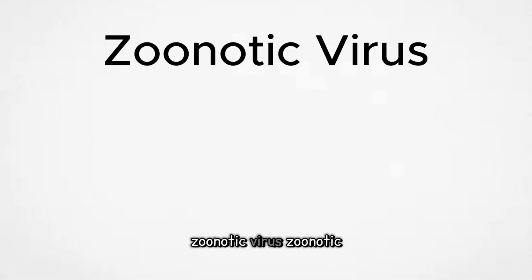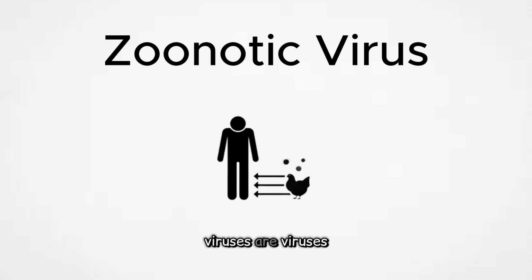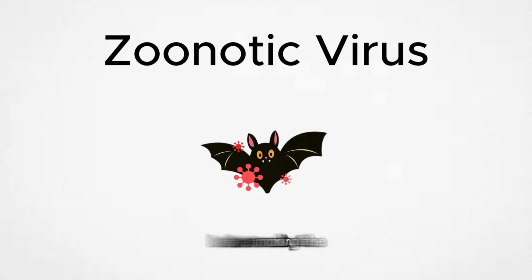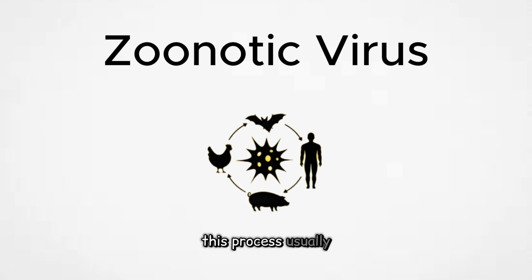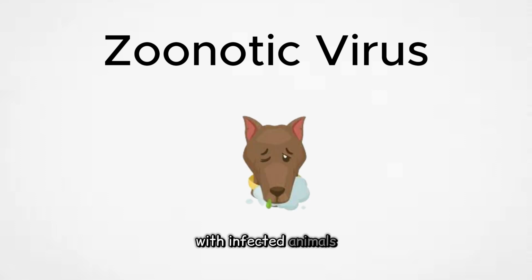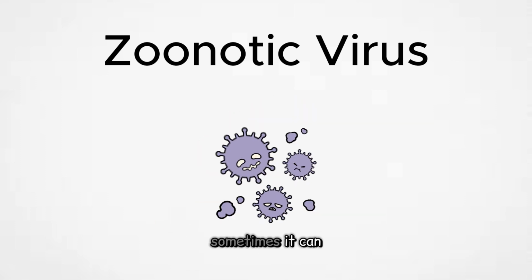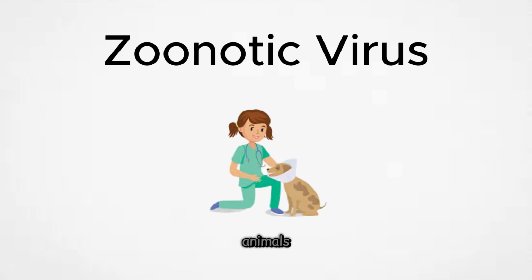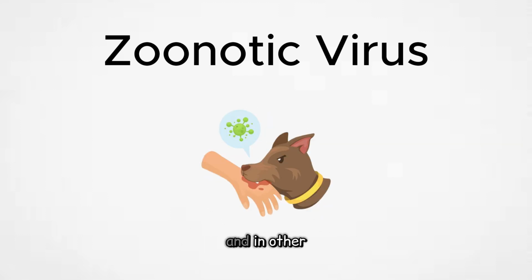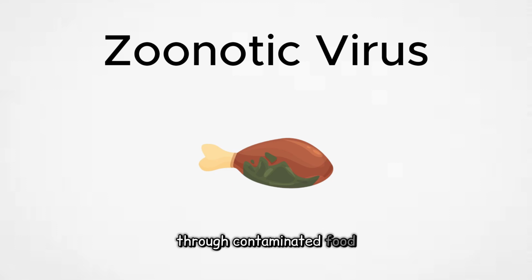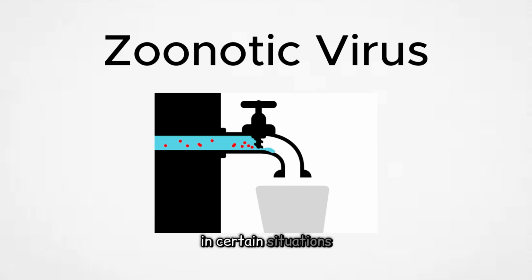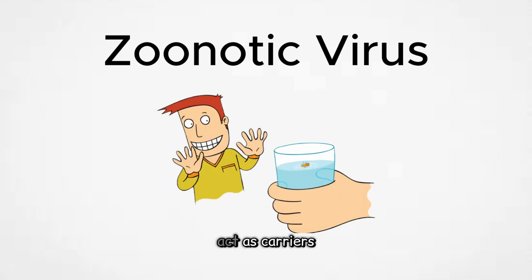Zoonotic virus. Zoonotic viruses are viruses that originate in animals before making the transition into humans. This process usually begins when humans come into close contact with infected animals, their fluids, or environments where the virus is present. Sometimes it can happen through handling animals, sometimes through bites, and in other cases through contaminated food or water. In certain situations, insects can also act as carriers between animals and humans.